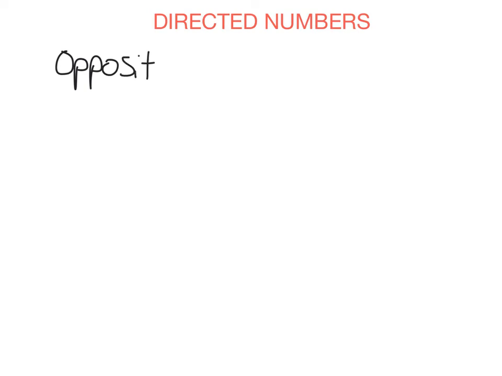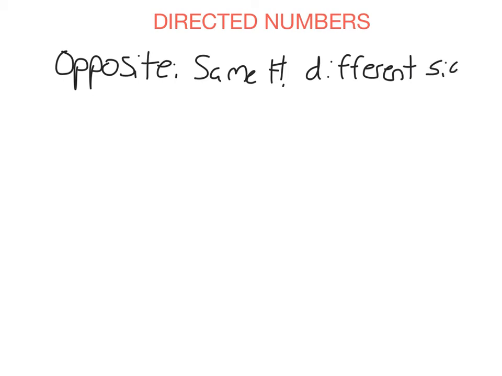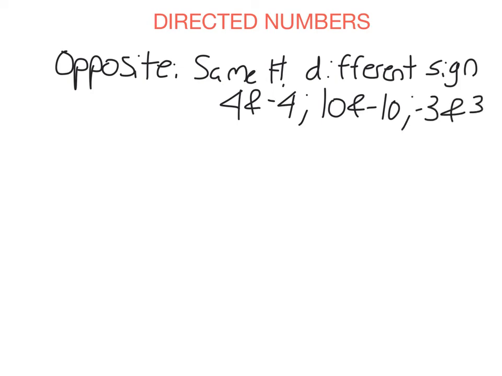So two numbers are opposite if they're the same number, but they have a different sign. So remember, of course, the sign is the negative sign or the positive sign, the thing in front of the number. So for example, 4 and -4 are opposites. The opposite of 10 is -10. The opposite of -3 is +3. That's pretty simple. So what's this used for?